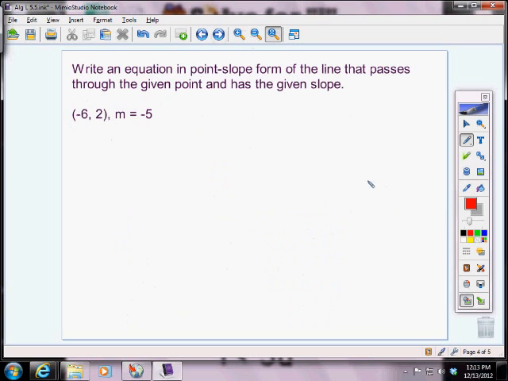Let's look at this example. It says write an equation in point-slope form of the line that passes through the given point and has the given slope. Point-slope form. We need 2 things. We need a slope, we need a point. So in this case, we're given the information. Plug it in to our x and our m.